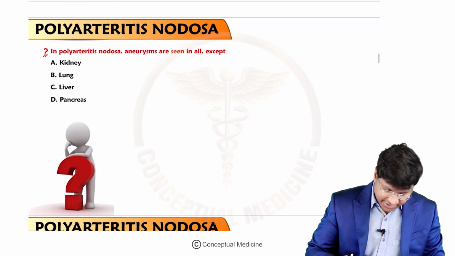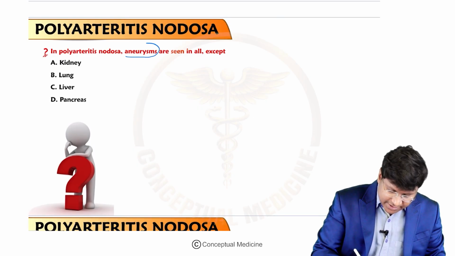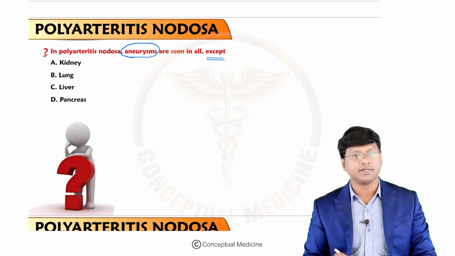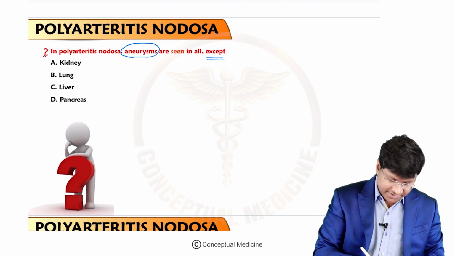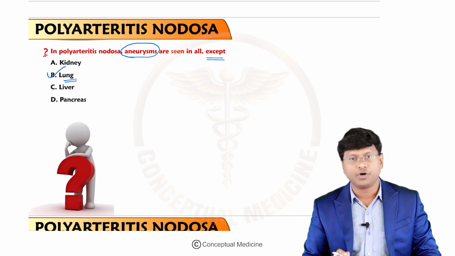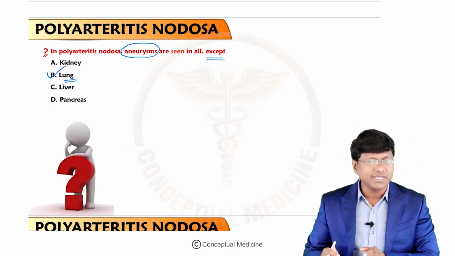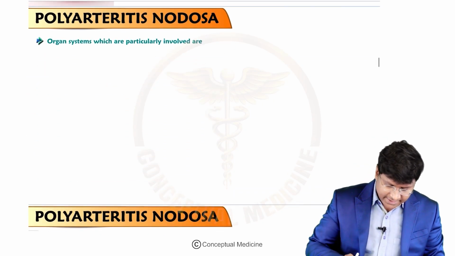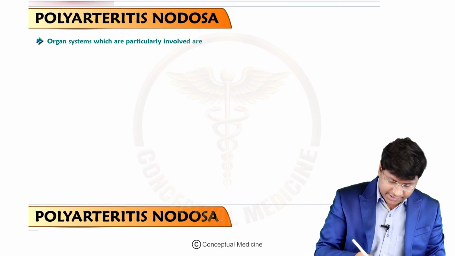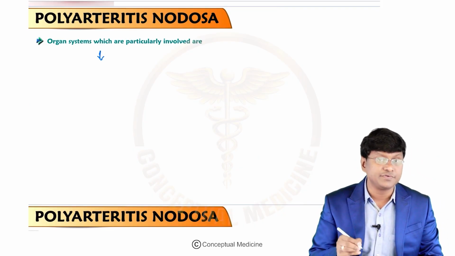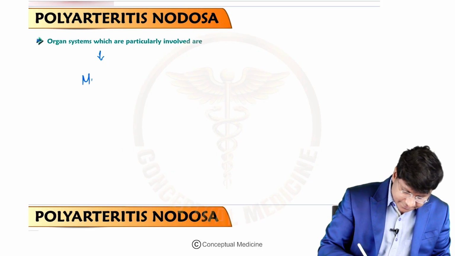If you see this question again: in polyarteritis nodosa, aneurysms are seen in all except kidney, lung, liver, pancreas. We have discussed just now that lung involvement will not be there in patients with polyarteritis nodosa. Among all the organ systems affected, let me tell you, it is the musculoskeletal system which is most commonly affected.